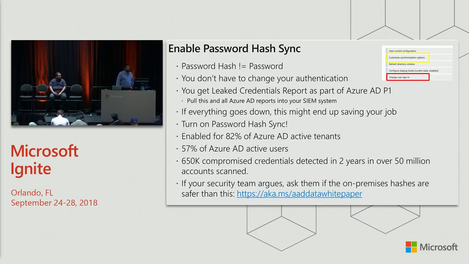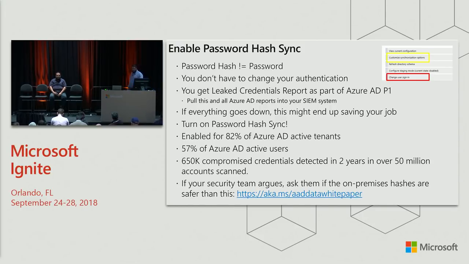You get your leaked credentials report as a part of Azure AD P1, so you don't need P2 to take advantage of this. You still get the leaked credentials report as a part of P1. If everything goes down, this actually might end up saving your job. We've got a scenario where this has happened in the past. Everything on premises is essentially dead, but your users can still access Azure Active Directory because you have password hashes synced to the cloud that allow them to authenticate through us.